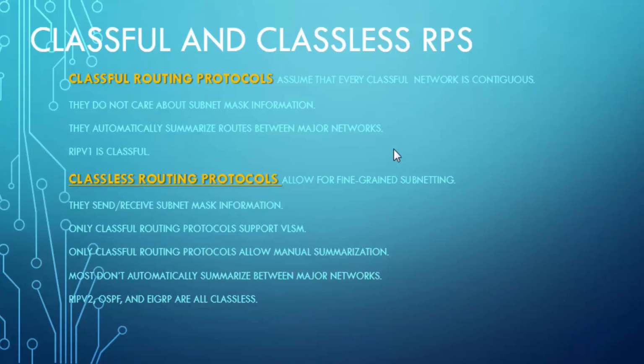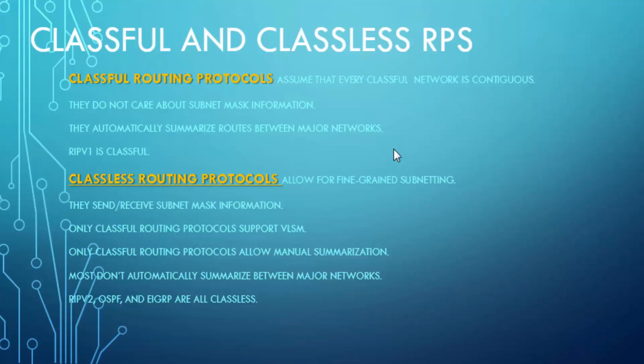Classless routing protocols allow for fine-grained subnetting. We're gonna be talking deeply about that in the future. We're only gonna be touching and mentioning that subnet mask information that doesn't happen in the classful. Classless routing protocols support VLSM. That stands for variable length subnet masking. It's the same thing as CIDR subnetting, and it's an efficient way of subnetting, in case some of you guys don't understand.